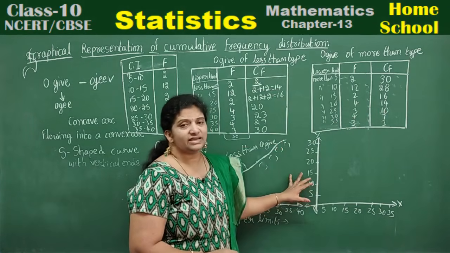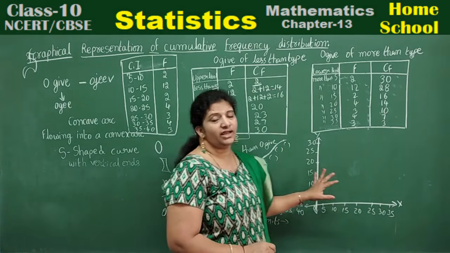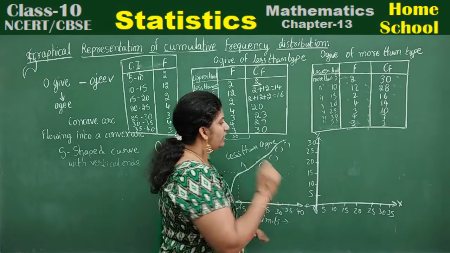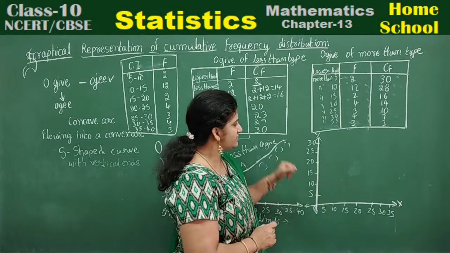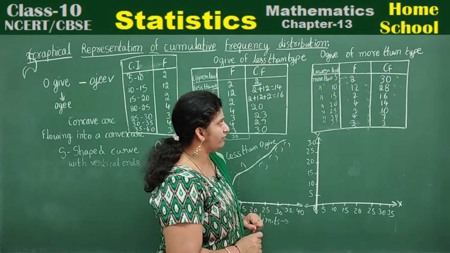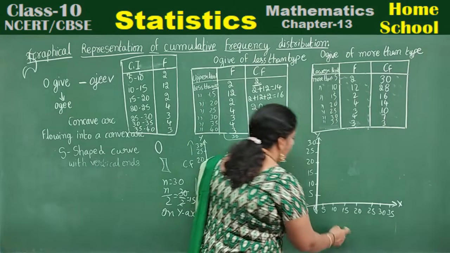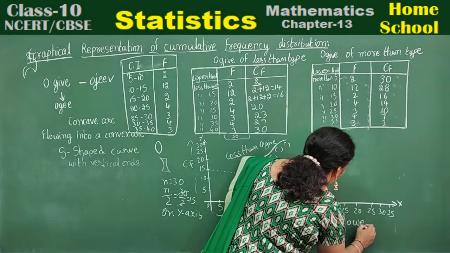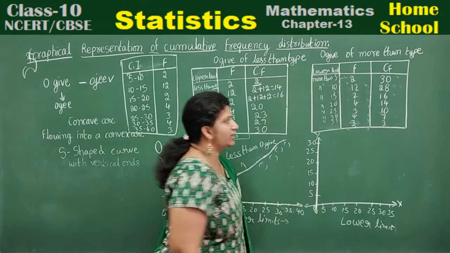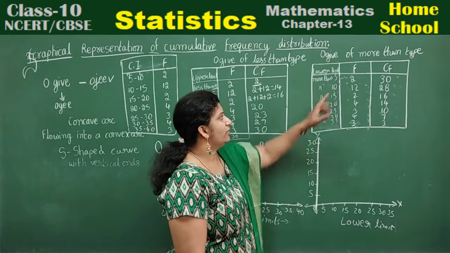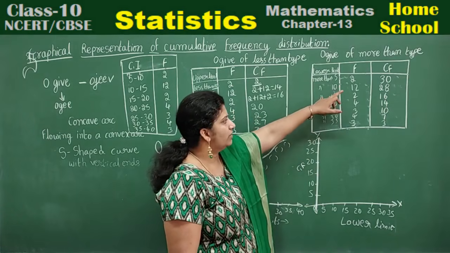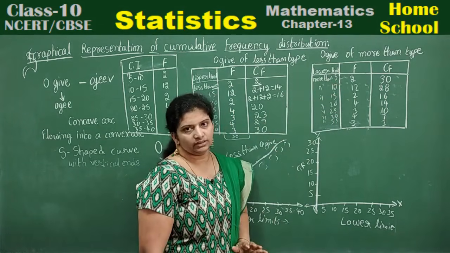Now we are going to represent this graphically: cumulative frequency curve or more than type ogive. Similar pattern, x-axis, y-axis. See the scale you have, 5 to 35. Where we need to write this? On x-axis, lower limit, up to 35 only. Whereas cumulative frequency on y-axis, up to 30.